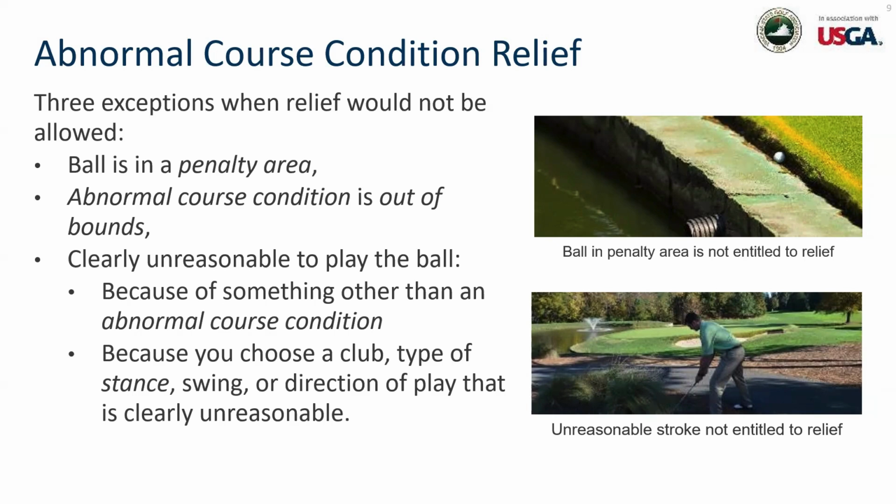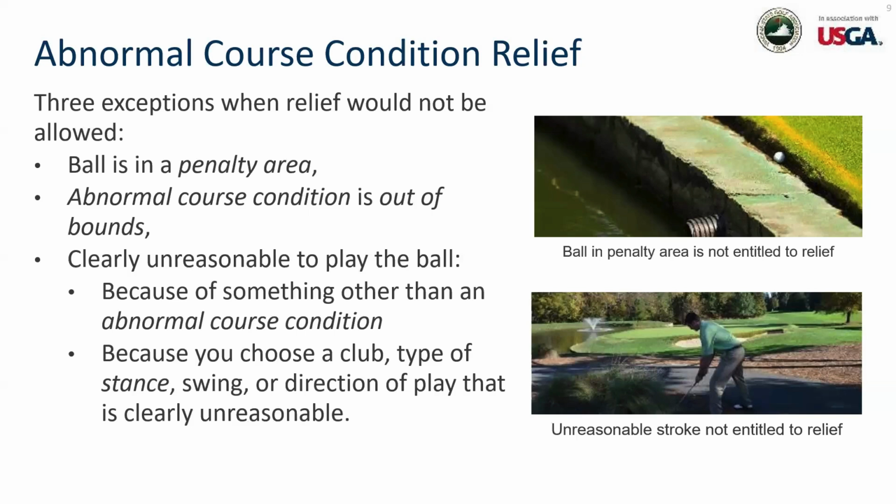You also wouldn't get relief if the abnormal course condition is out of bounds. So if you hit a ball close to an out of bounds line, that ball is actually lying and touching the course, so it's in bounds. But let's say there's a birdhouse that someone has built in their backyard, and it's a nice big post that's right on the edge of the property line. In that case, if that bird post is out of bounds, it's in that person's backyard, it is not on the golf course, the rules are going to say, sorry, we're not actually going to give you relief for an abnormal course condition that's lying out of bounds or not on the course. So you just have to play that ball as it lies.